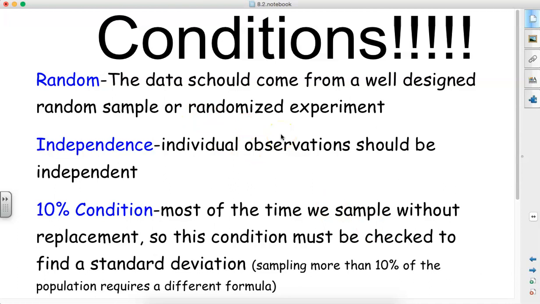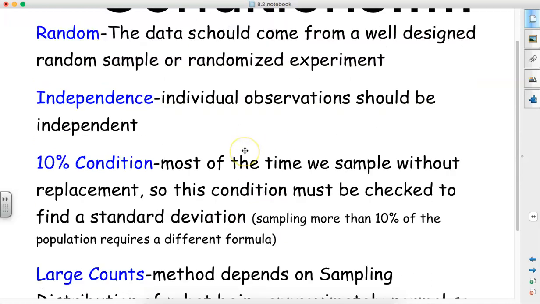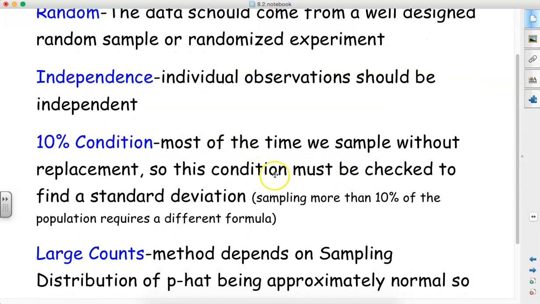So before you do these, you've got to check conditions to make sure these conditions apply. So first, it has to be random. We talked about this yesterday, right? It's got to be a random experiment, or some type of random data that you're getting. It has to be independent, which means individual observations can't affect other observations. And then the 10% condition must be met, which means that most of the time we sample without replacement.